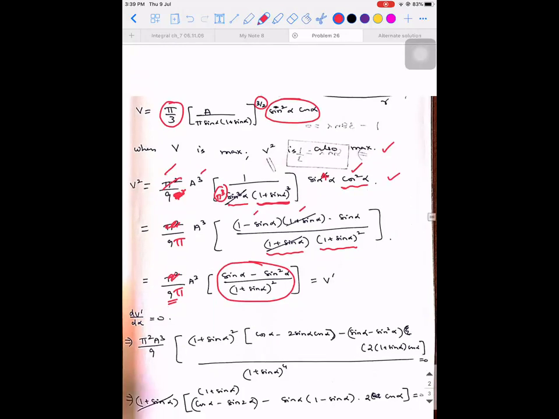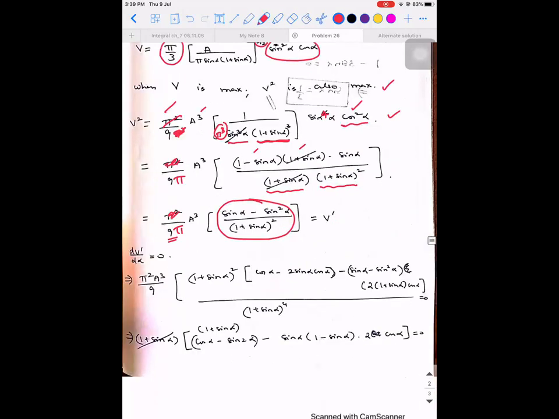Okay. So once you differentiate this applying the UV rule, what happens is you will get 1 plus sine alpha common outside. Okay, you can try that. Anyways, I'll share the sheet also with you guys. So what you are left with inside is (1 plus sine alpha) into (cos alpha minus sine 2 alpha) minus sine alpha into (1 minus sine alpha) into 2 cos alpha. This whole thing is equal to 0. I eliminated the denominator. So here also it is 9 by pi. Okay. So I hope it is clear till this step.